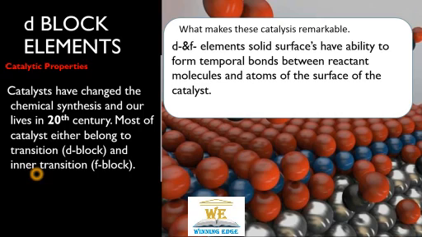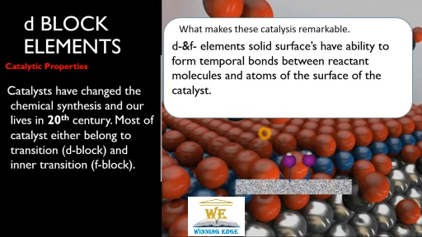Here we have the surface of a catalyst, and these molecules or reactants will temporarily make a bond with the catalyst surface. Why will D block elements make these temporary bonds? Because they have D orbitals. Empty orbitals are available for acceptance of electrons. Unpaired electrons are available for making temporary bonds. In other words, we can say they interact with the surface to make temporary transitions.